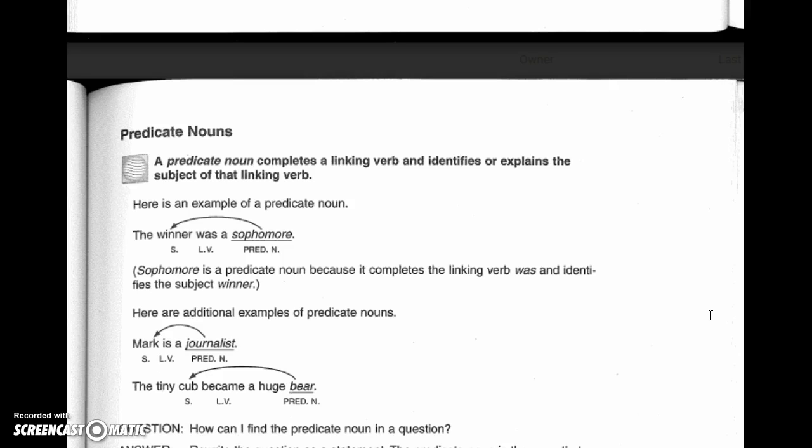In your exercises, you're going to be drawing the arrow from the noun to the word that is its complement. Another example is "Mark is a journalist." Is, of course, is your linking verb. The predicate noun journalist goes back to Mark.